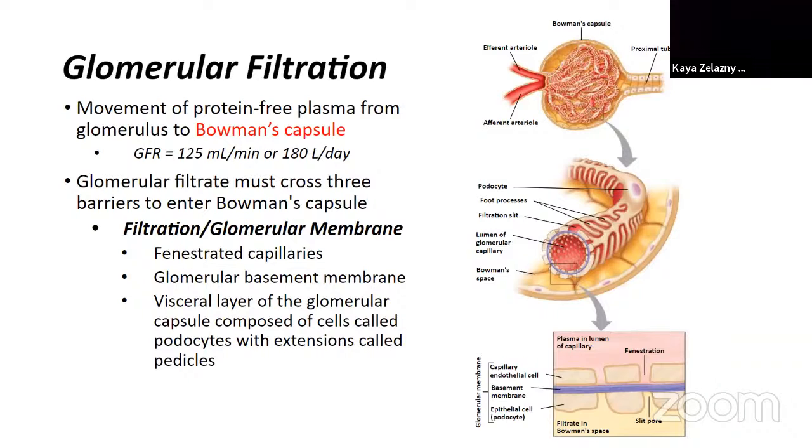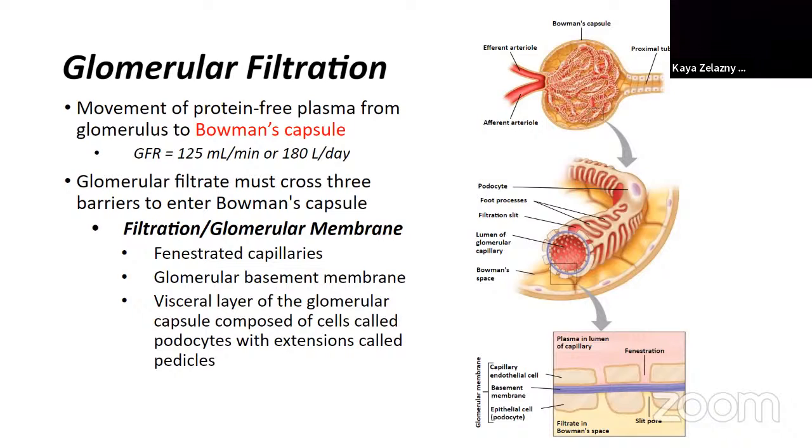Glomerular filtration is the movement of protein-free plasma from the glomerulus into Bowman's capsule, aka everything except for proteins that's in your blood. Not blood cells, but all the contents of the plasma, other than the proteins, is moving into the first part of the nephron, the structure called Bowman's capsule. The rate of this is about 125 milliliters per minute, or 180 liters per day.